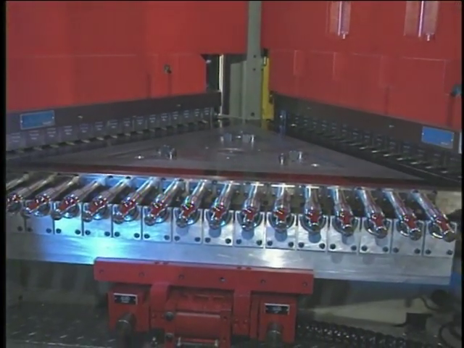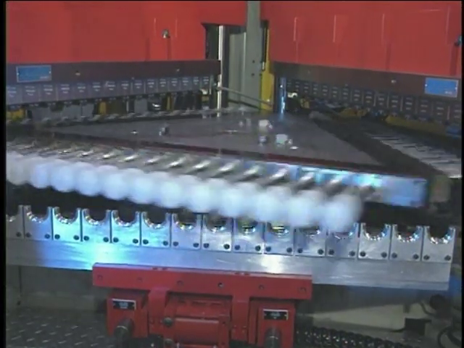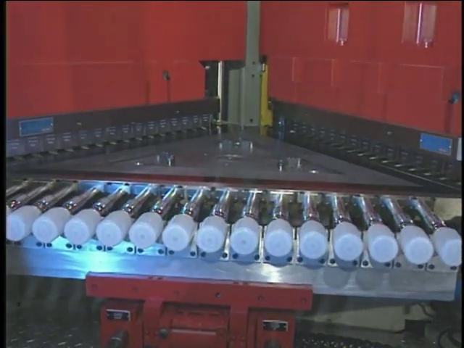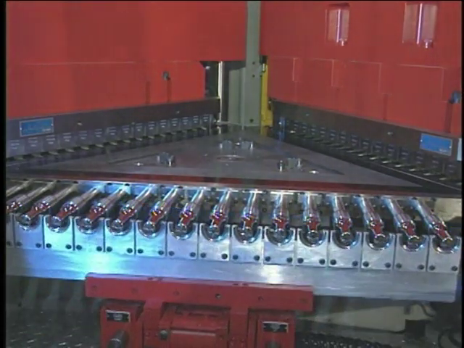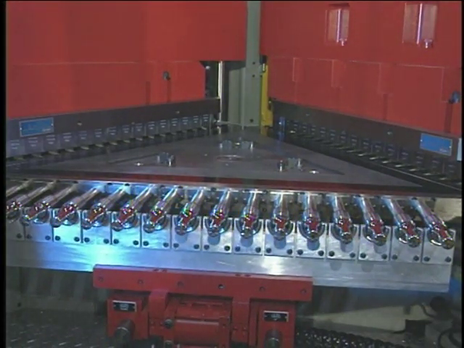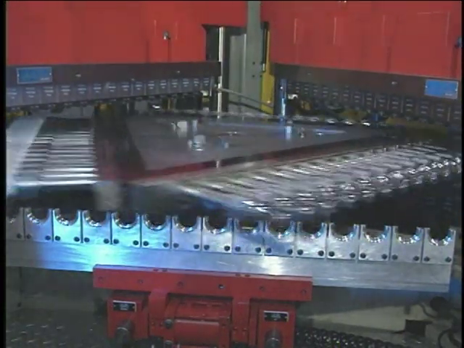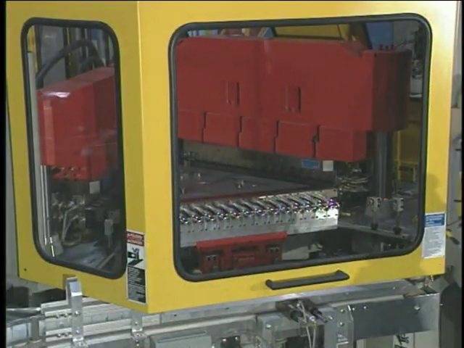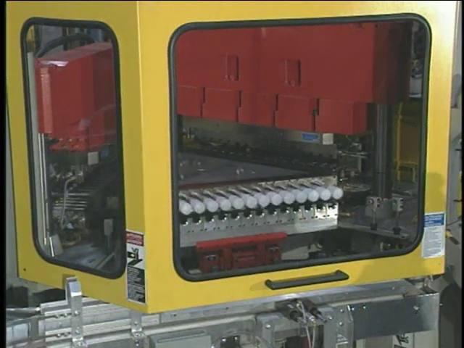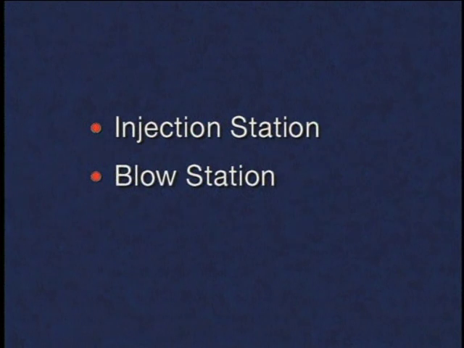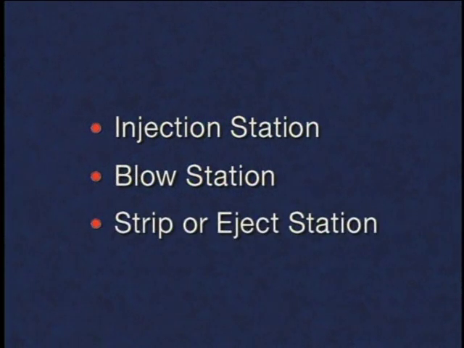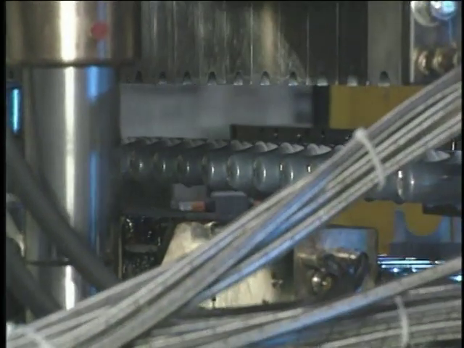Injection blow molding incorporates elements of conventional thermoplastic injection molding with blow molding and is generally more economical than extrusion blow molding for containers under a quarter liter in size and large production runs. Injection blow molding machines typically contain three stations: the injection station, the blow station, and the strip or eject station.